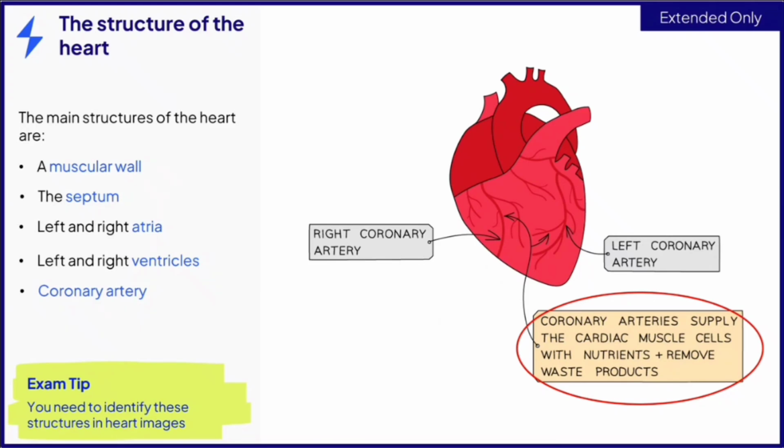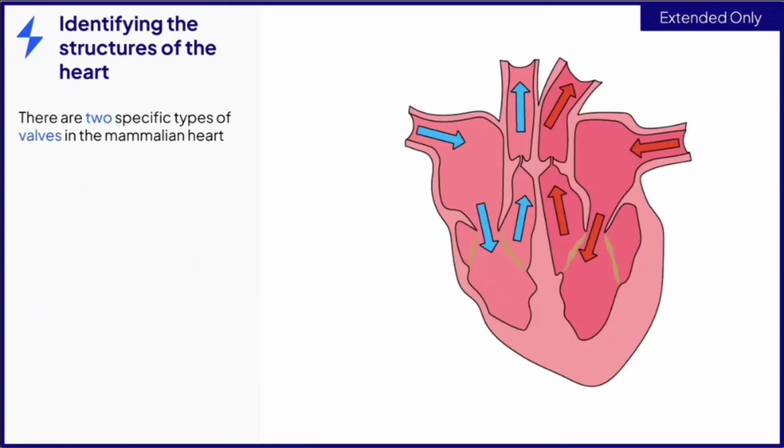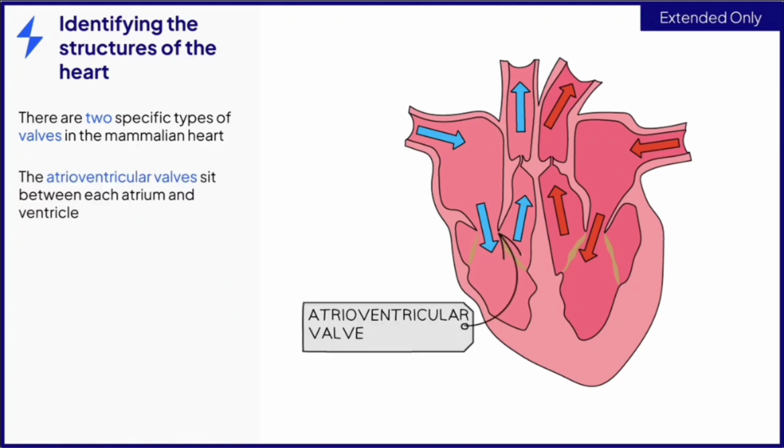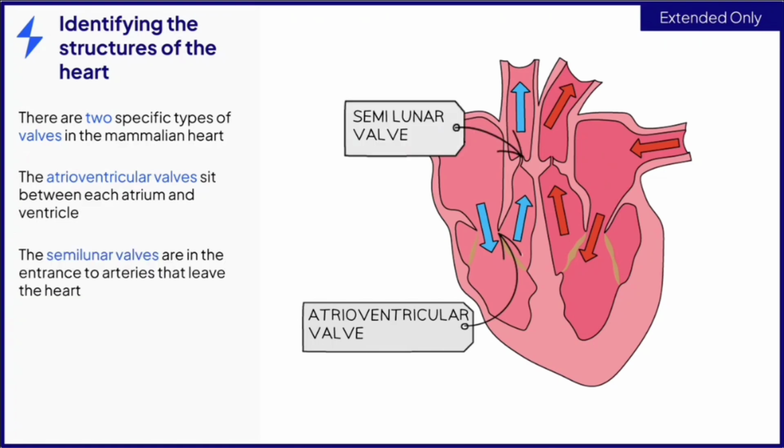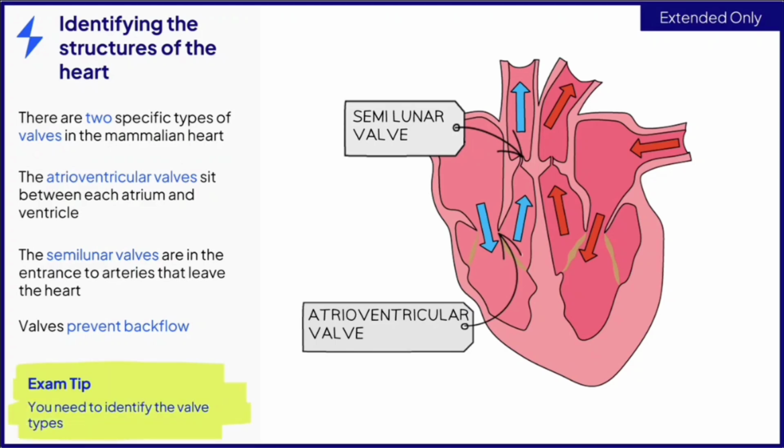Let's now take a look at the valves of the heart. There are two types of valves within the heart, the atrioventricular valves, which separate the atria from the ventricles, so there is one of these on each side of the heart. Next are the semilunar valves. These are located in the entrance to the arteries leaving the heart. The role of all valves is to prevent the backflow of blood and to ensure blood travels in one direction. Make sure you are able to identify the different types of valves in a diagram of the heart.